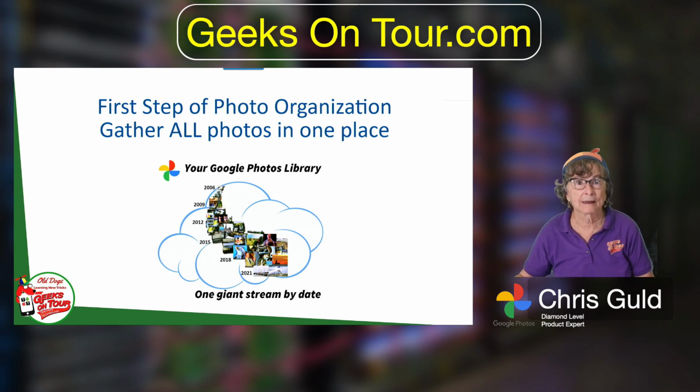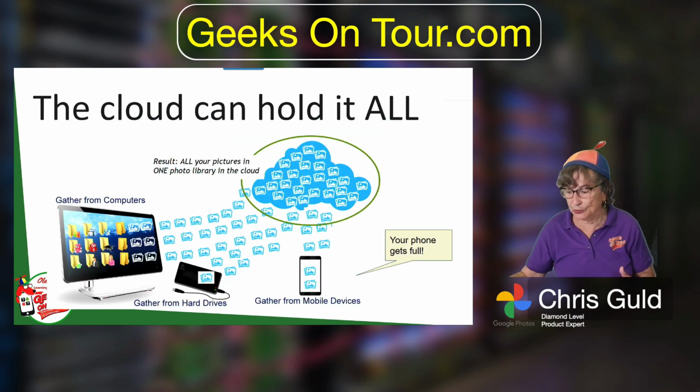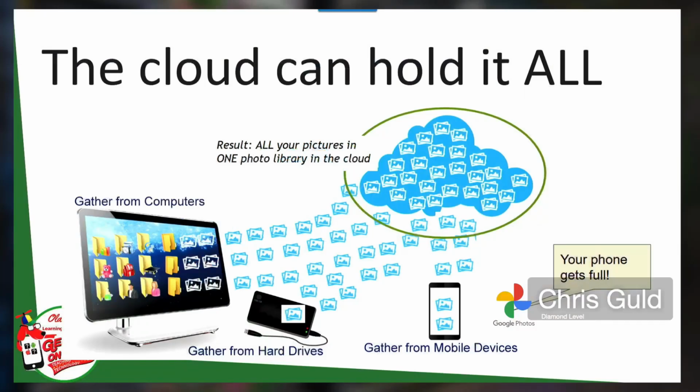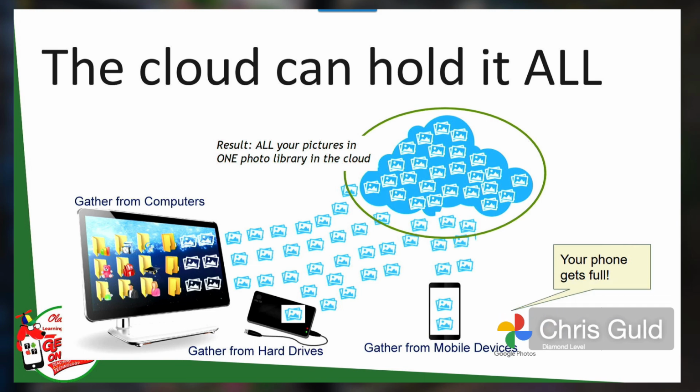Step one is gathering all in one place. As far as I'm concerned, if you're using Google Photos, that's pretty much a no-brainer. It's done because the cloud can hold it all. And notice here, you can gather from your phone, you can gather from hard drives, you can gather from your computer. All of the photos end up in the cloud in one giant stream sorted by date taken.